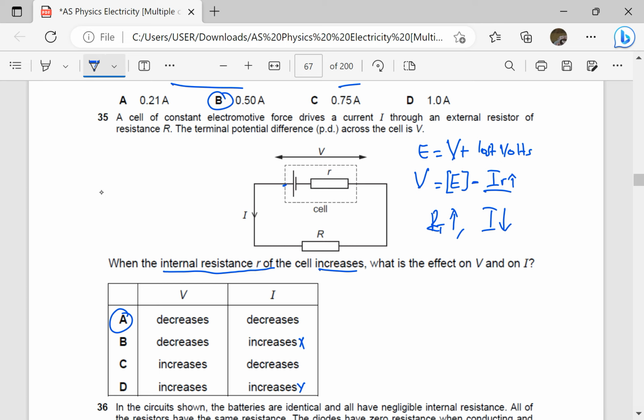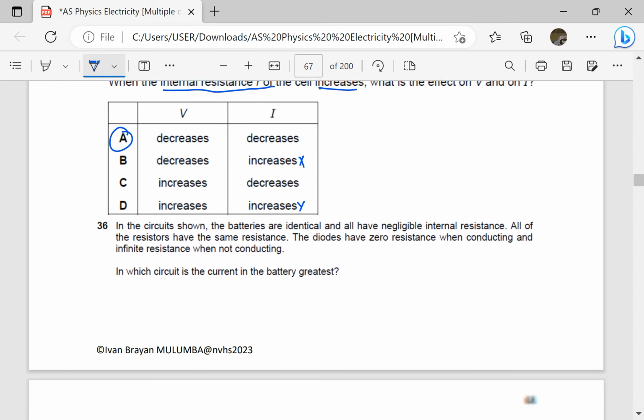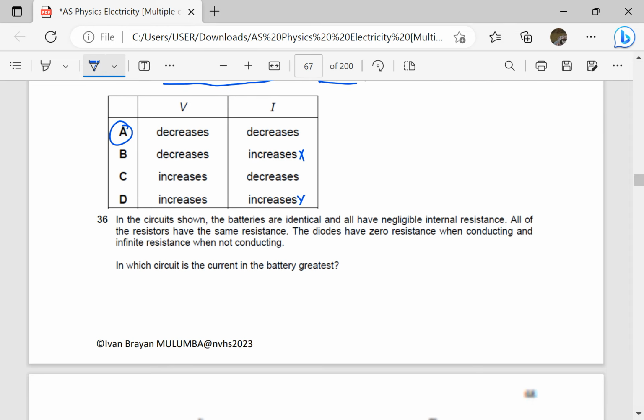The PD across the terminals of the battery decreases, which is the terminal PD, and I mean the total current through the circuit also decreases. Okay. Alternatively, you can look at it this way: the current has decreased because total resistance has increased, and if you want V, it's like the PD across R, which is I times R, and I has decreased, which means this value here has become smaller. I hope you see that.